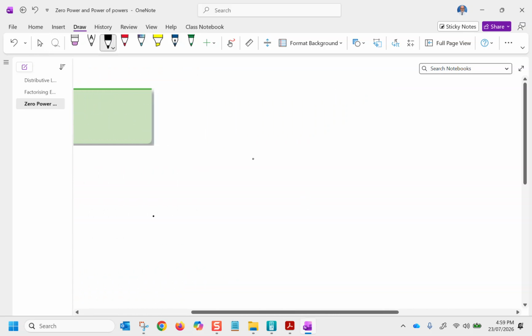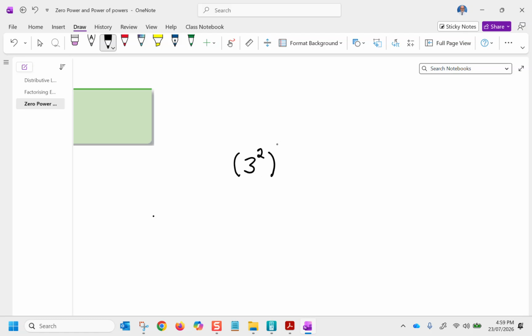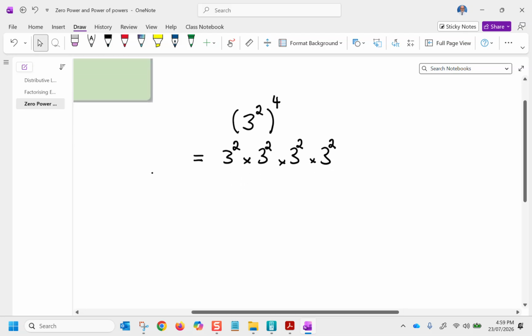Now, second idea, powers of a power. Let's have an example. Let's think of 3 squared, all in brackets, to the power of 4. Now we'll do this by writing it out. This is 3 squared multiplied by 3 squared multiplied by 3 squared multiplied by 3 squared, because the power 4 means to repeat the multiplication 4 times.